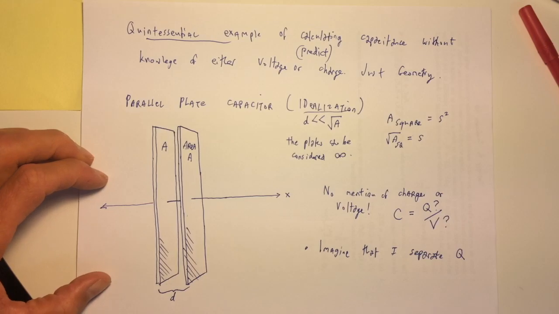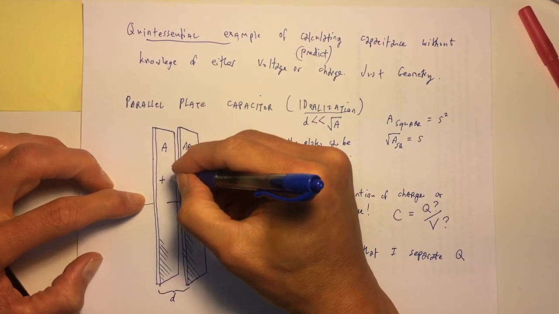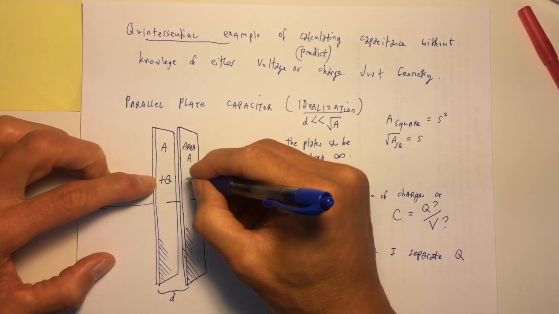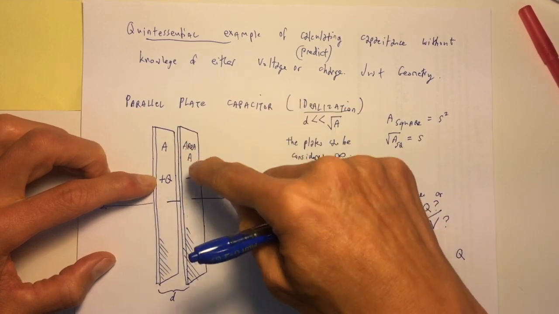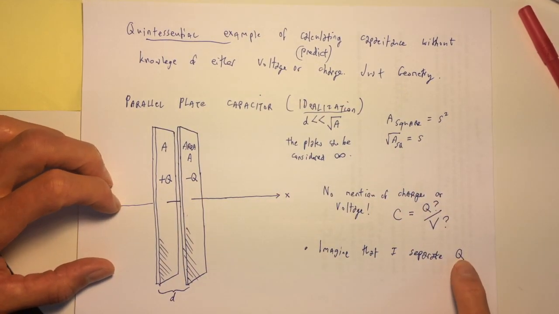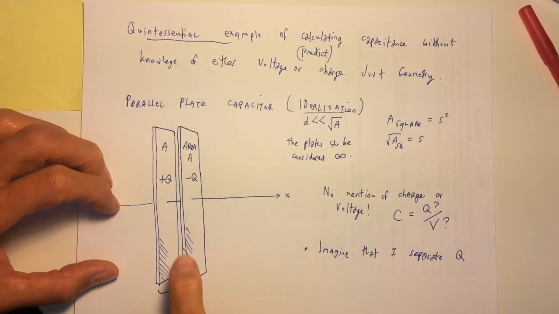So I'm just going to imagine that I separate something called Q. I'm going to put the positive Q here. That is, I'm going to steal charge Q from the right side and move it over to the left side. So that's the separation. I started off with neutral plates and I separated the charge Q, and this is the end result.